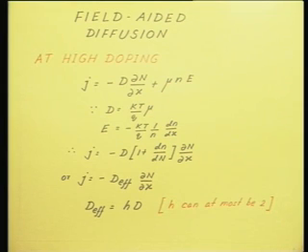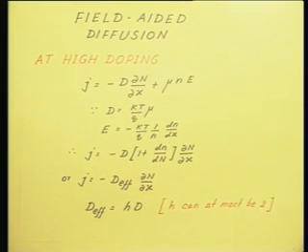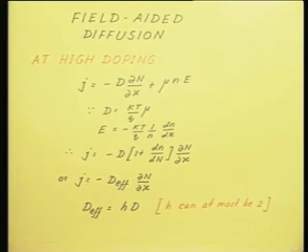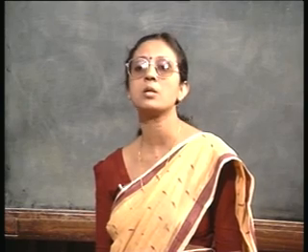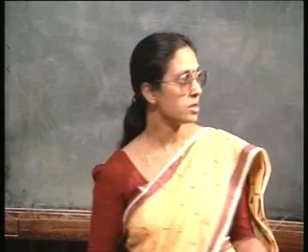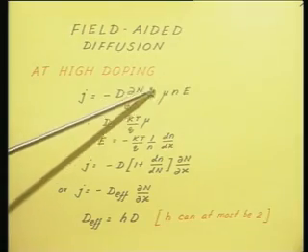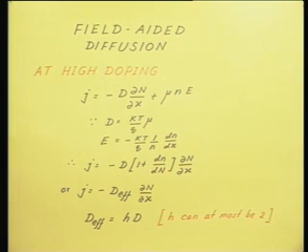In this case what happens? You see, so far when we have considered the diffusion process, we have considered the flux to be only proportional to the concentration gradient. That is, only the first term in this equation was considered, right. J is equal to minus D del n del x.